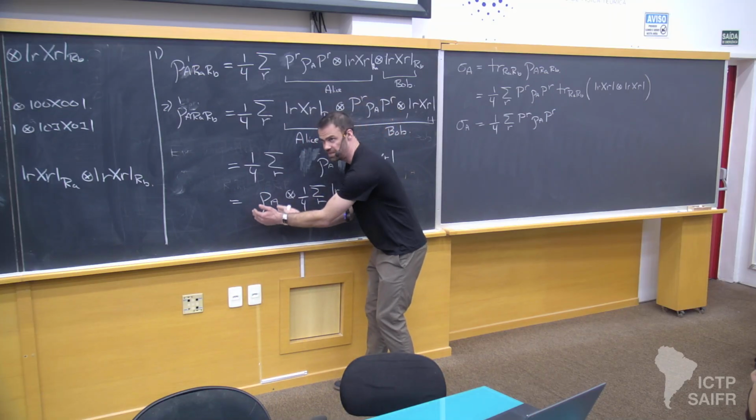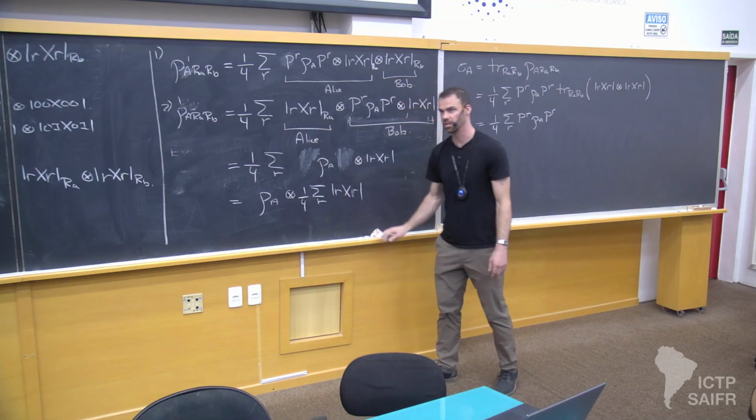So Bob has row A. Bob has A. All right, thank you.